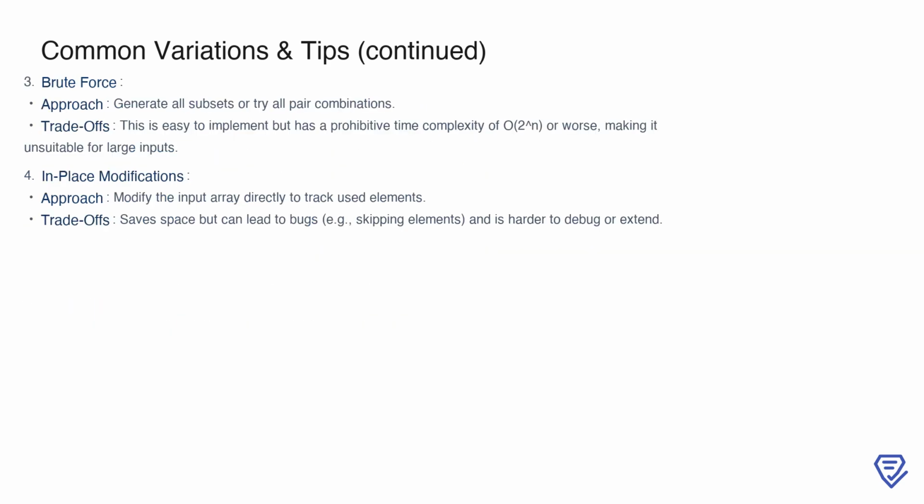If you explore brute force as an approach, it involves generating all subsets or trying all pair combinations. This method is simple to implement but has a prohibitive time complexity of O(2^n) or worse, making it unsuitable for larger inputs. Another alternative is modifying the input array in place to track used elements. While this saves space, it often leads to bugs, such as skipped elements, and can be much harder to debug or adapt. Each approach has its trade-offs, so it's important to weigh simplicity, efficiency, and the constraints of the problem when deciding on a solution.